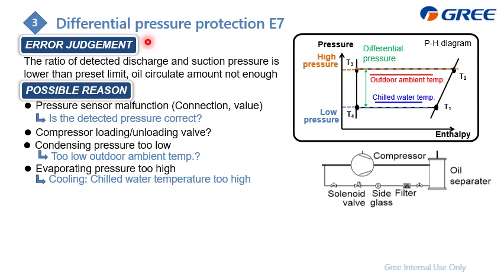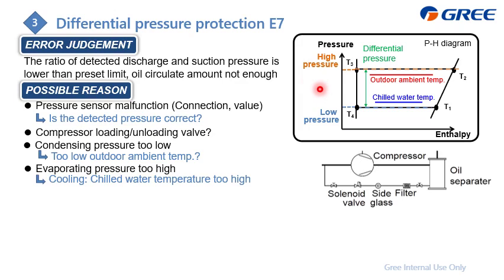Next, we will go to the differential pressure protection E7. First of all, what is the differential pressure? On this pH diagram, you can find it. This is the low pressure, and here is the high pressure, and this is the outdoor ambient and this is the chill water temperature. The differential pressure protection means the difference between this high and low pressure is too small. For system operation efficiency, the smaller this difference, the better, right?